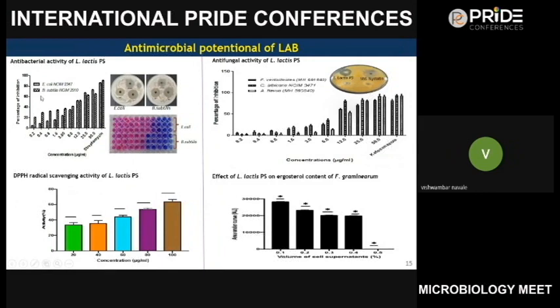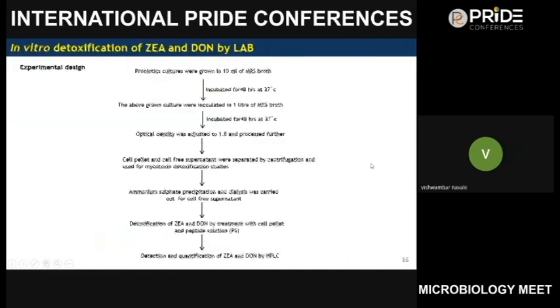This bacteria has a good antibacterial activity against E. coli and Bacillus subtilis, and it also has DPPH free radical scavenging activity. Further, if you see here, the antifungal activity against Fusarium verticillioides, which is well known for mycotoxin production, Candida albicans, and Aspergillus flavus. So this bacteria has good antifungal and antibacterial activity.